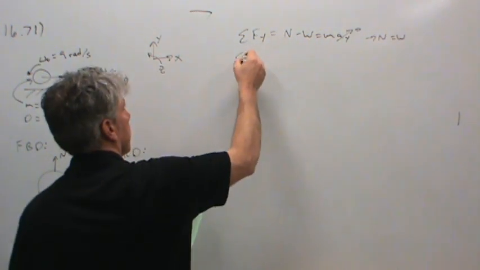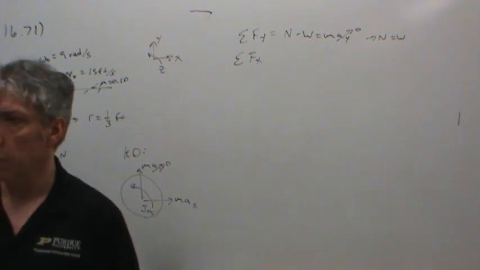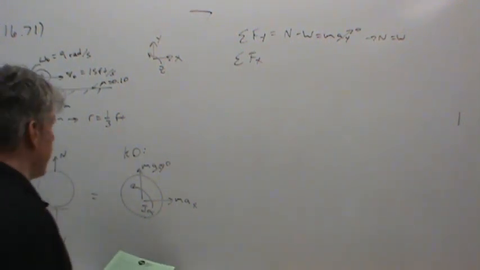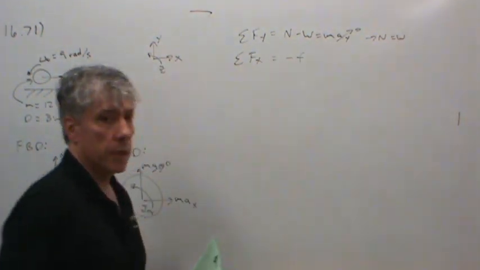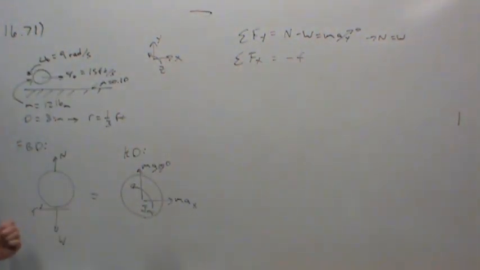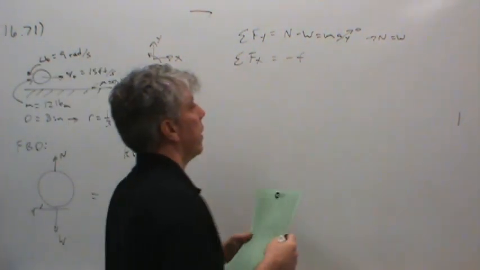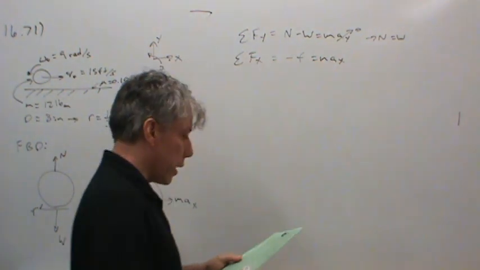A pretty trivial result. We have two other equations in a planar problem like this: sum of forces in the horizontal direction and the sum of moments equation. We sum forces in the horizontal direction. It's pretty easy. It's negative F. Friction force is the only force acting horizontally, and it acts opposite to the x direction, so it's negative F, and that equals the mass times acceleration in the x direction.